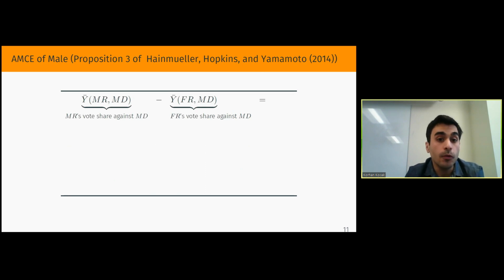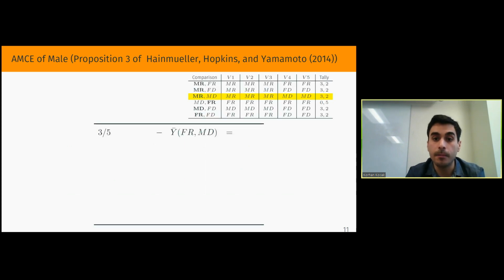And what I'm going to do with that is I'm going to subtract an otherwise identical candidate, but with a different gender, how that does against the very same opponent. So what's FR's vote share against MD? And I can grab these numbers from the previous table. I know MR gets 3 of the 5 votes against MD, and I know FR gets all 5 of the votes against MD. So I can write this down and take their difference.